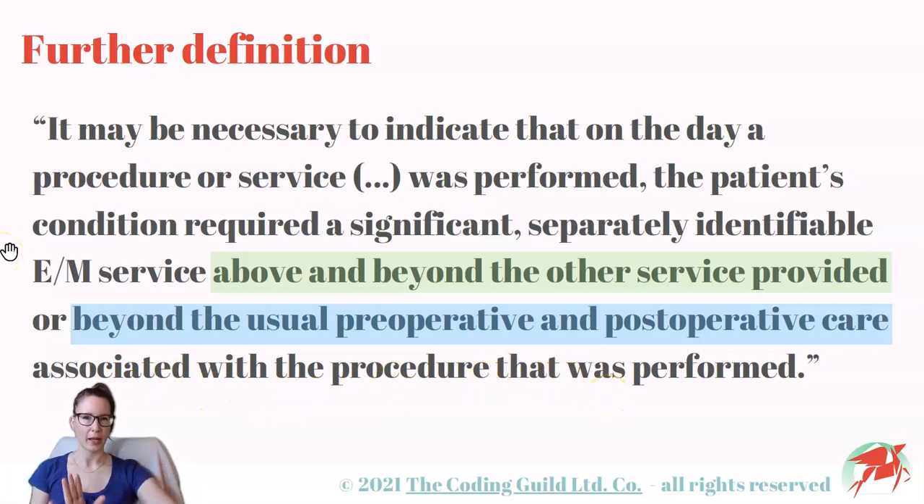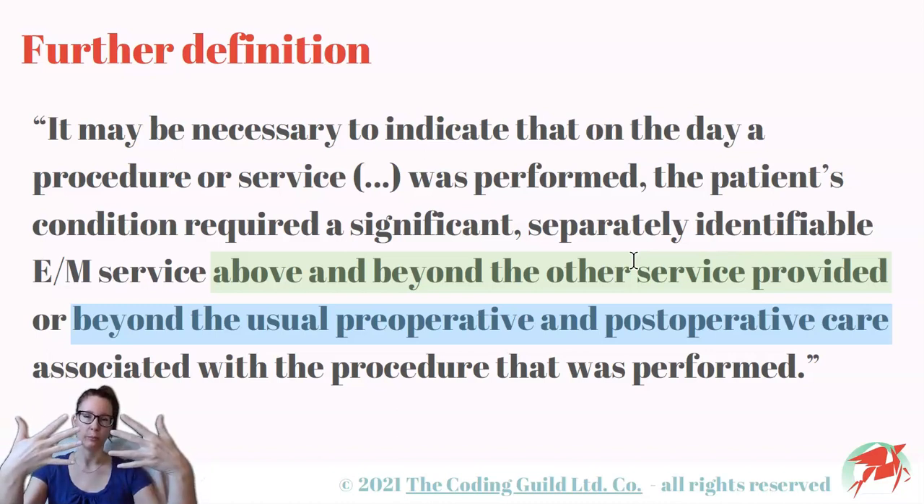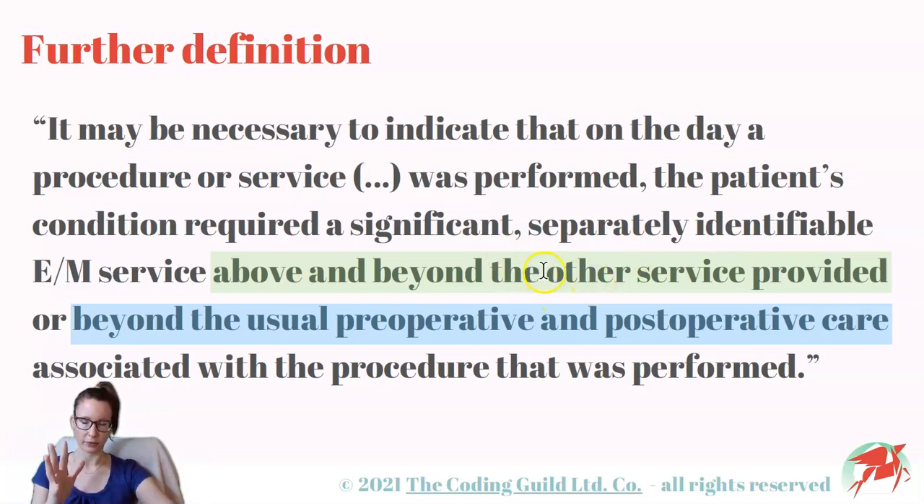We have a little more help here. So the EM service must go above and beyond the other service provided. This part is easier to quantify. If there are two EM services provided, for example, and one of them goes above and beyond the other one, they are not inclusive of each other, then we will be able to bill both of them most of the times with Modifier 25. So the first part of the definition is understandable.